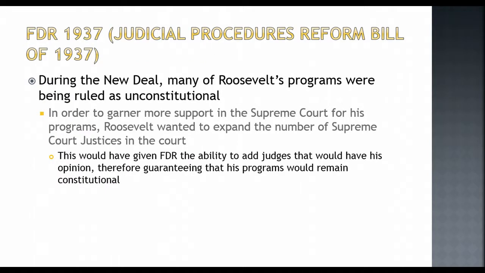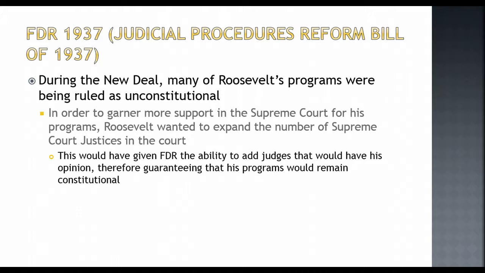In 1937, FDR tries to pass what is known as the Judicial Procedures Reform Bill. During the New Deal, a lot of the programs that Roosevelt had put into place had been ruled as unconstitutional. Now, as a way of trying to fix this, and knowing that his ability to appoint Supreme Court justices would help influence the types of decisions that were made, he petitioned Congress to increase the number of Supreme Court justices from 9 to 13.